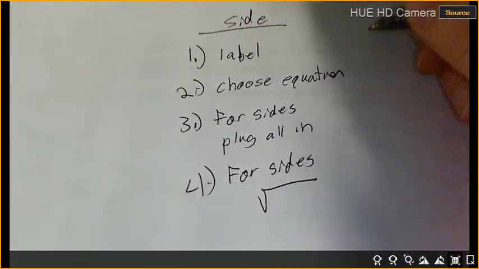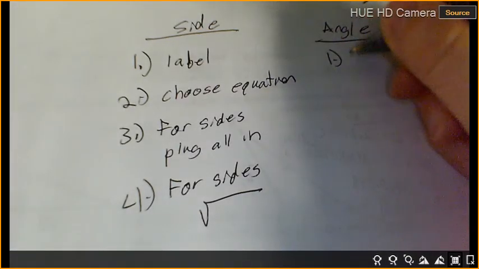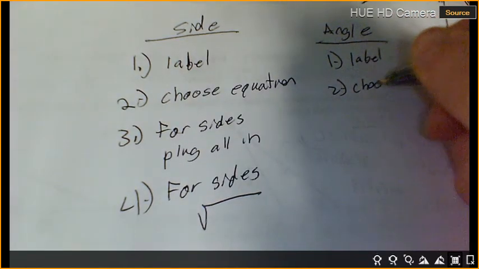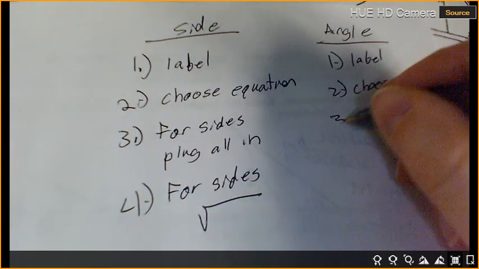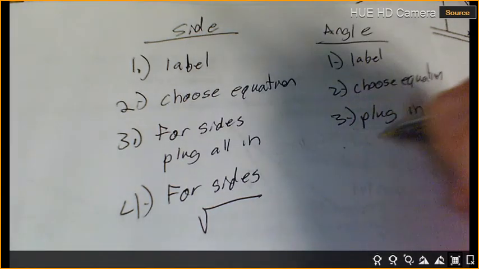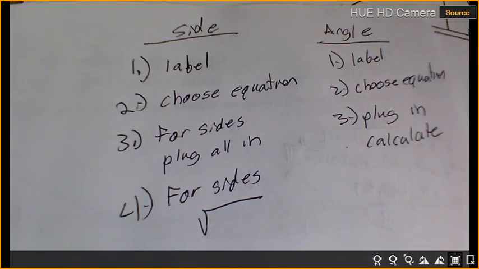If we're finding an angle with the law of cosines, we're going to 1, label. 2, choose equation. 3, plug in. 4, calculate. I mean, you're done. It's only 3 steps. The only issue is if you're using your cell phone as your calculator, you just have to put it in slower. Each piece has to be put in. Okay?